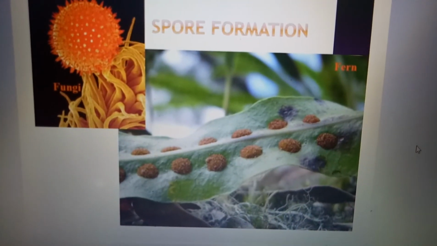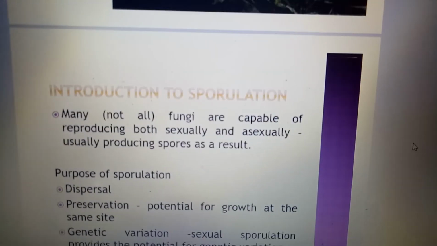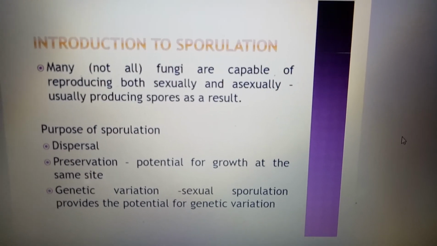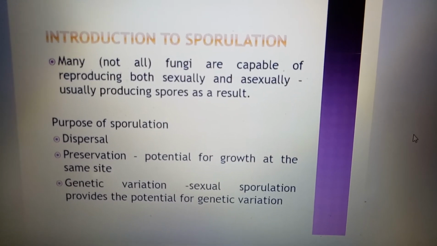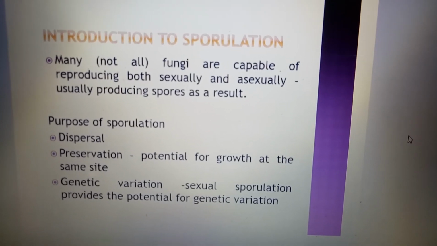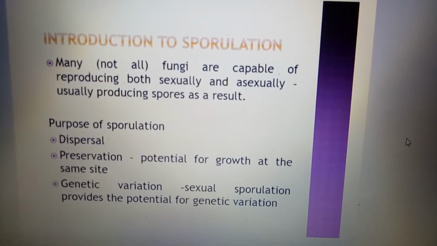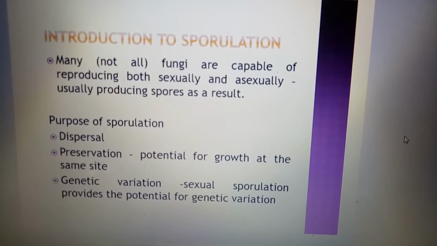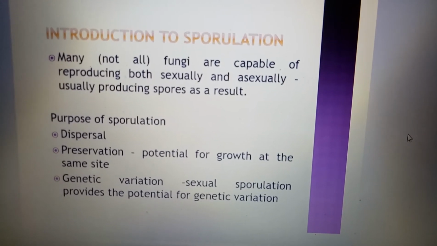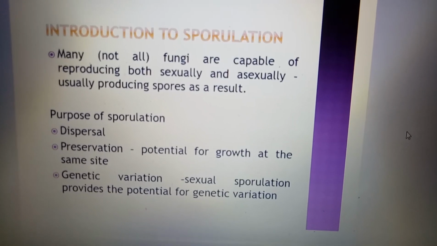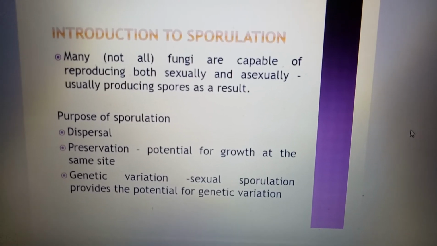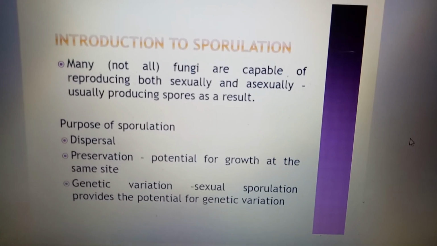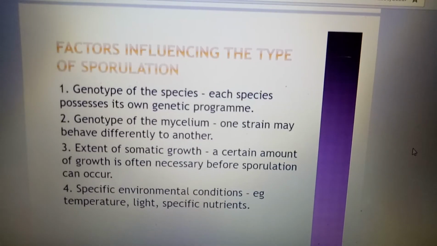Okay, next one is spore formation. Many, but not all, fungi are capable of producing spores through both sexual and asexual reproduction. The purposes of sporulation are, number one, dispersal. Number two, preservation, potential for growth at the same site, and genetic variation. Sexual sporulation provides the potential for genetic variation.